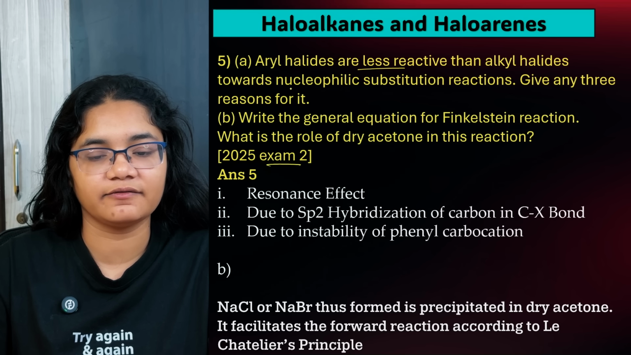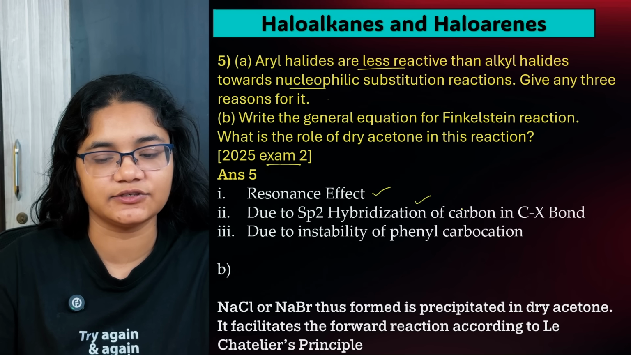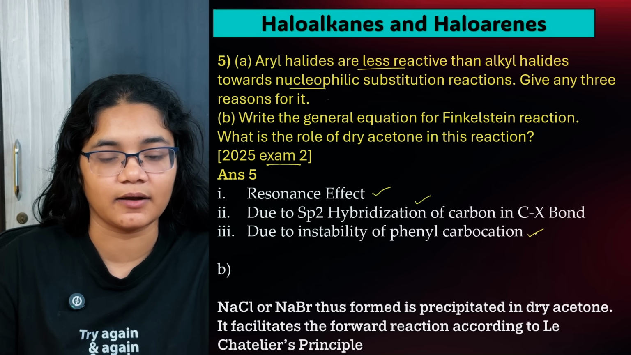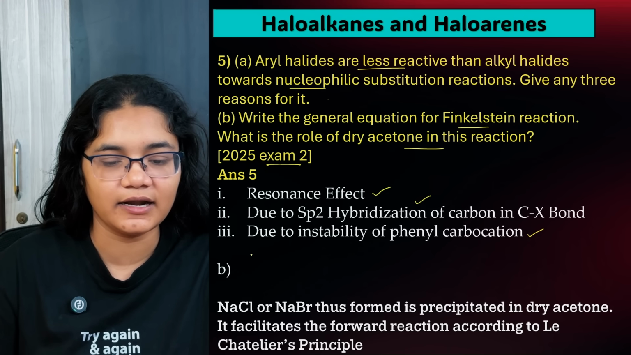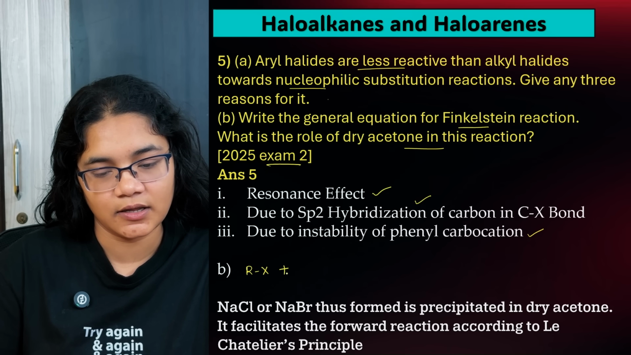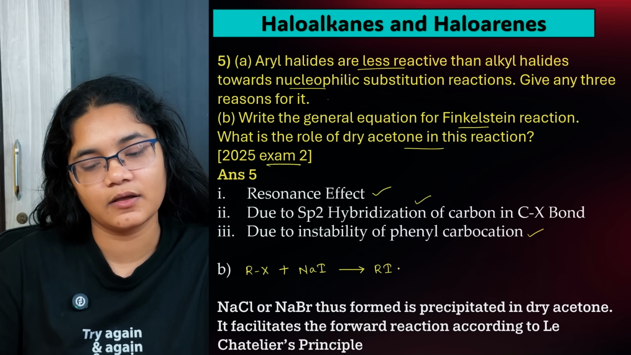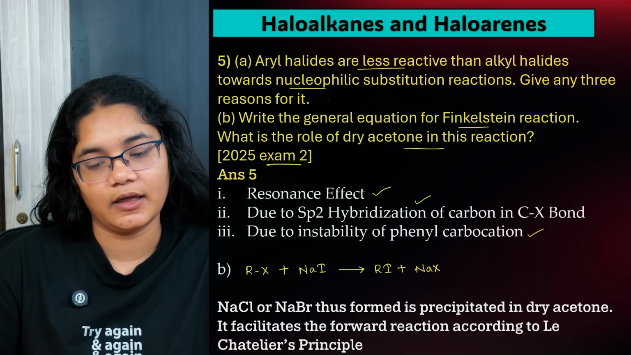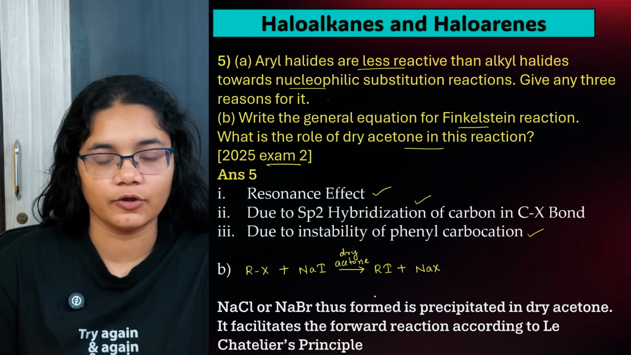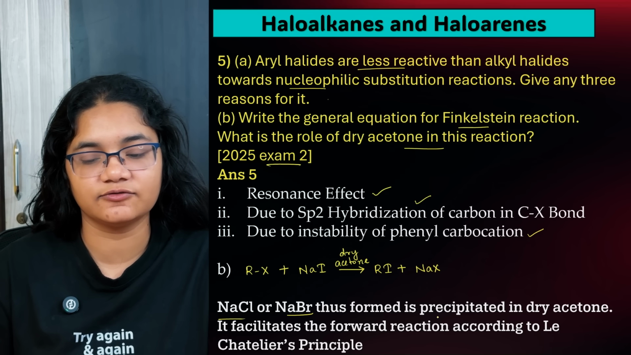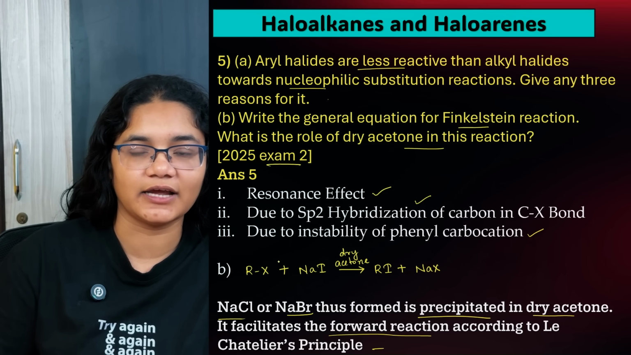Aryl halides are less reactive than alkyl halides. Give any 3 reasons for this. This will carry 3 marks. Resonance effect, hybridization of carbon, and instability of the phenyl carbocation. Next, what is the general equation of the Finkelstein reaction? What is the role of dry acetone in that? The general equation is RX plus NaI gives RI plus NaX, and here we have used dry acetone. NaCl or NaBr thus formed is precipitated in dry acetone. It facilitates the forward reaction according to Le Chatelier's principle.